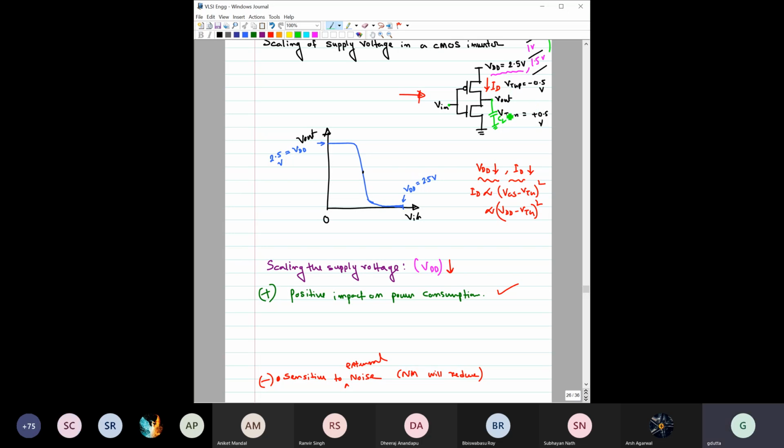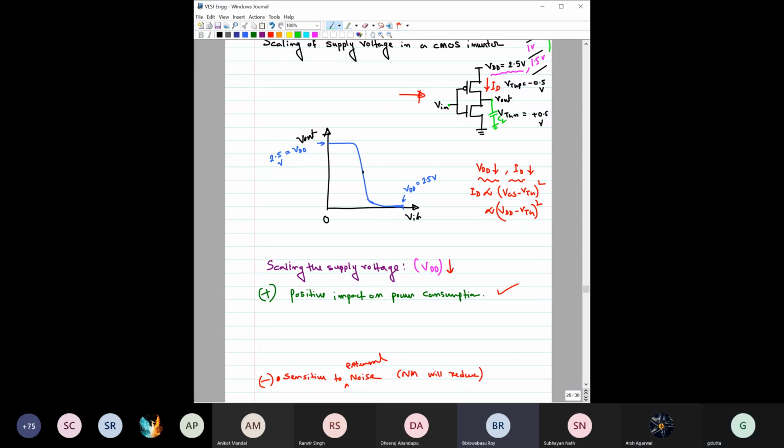Because there is less current, it will take much more time for you to charge this capacitor. Is this clear to you? Sir, but the RC thing would still remain constant. Yeah, RC will remain constant, true. But what about the current that it can flow? That is one aspect.